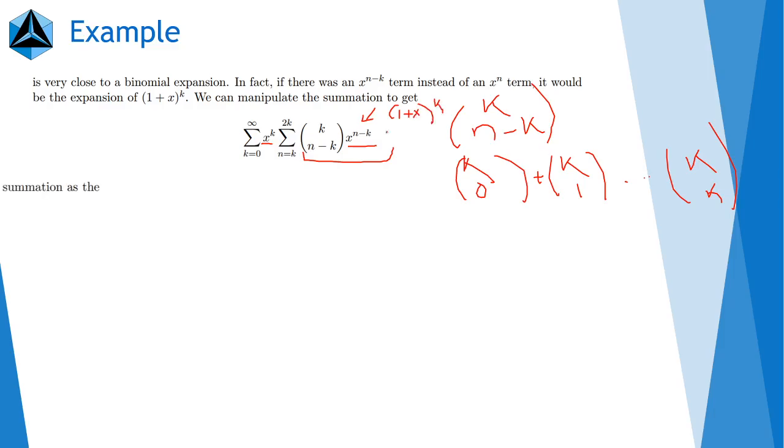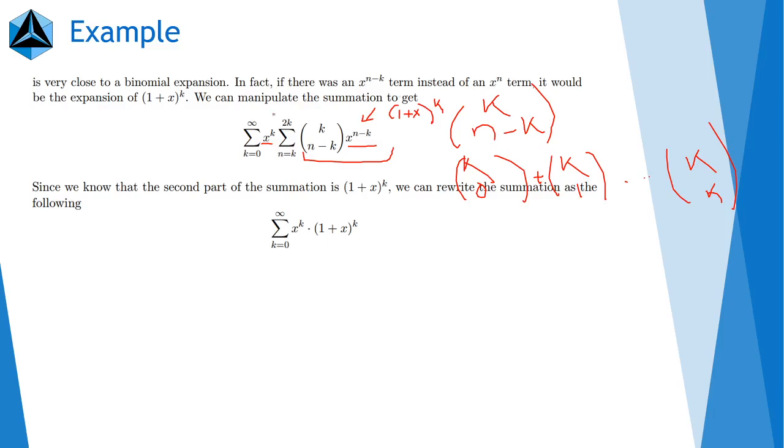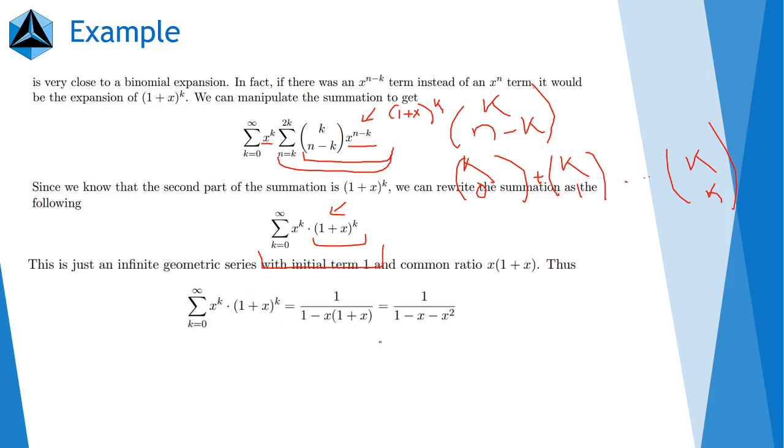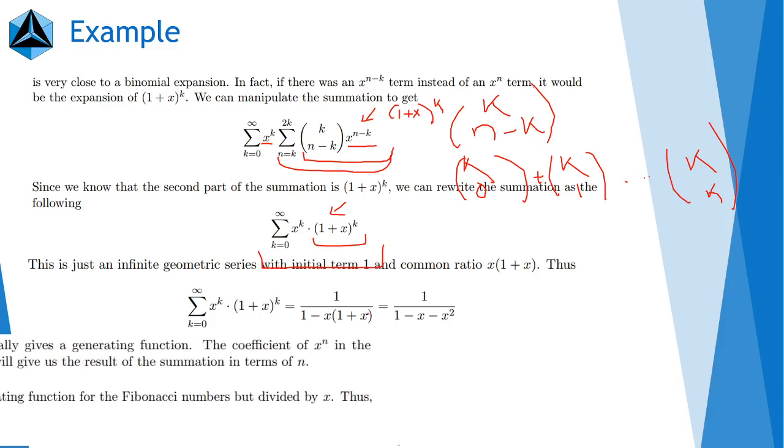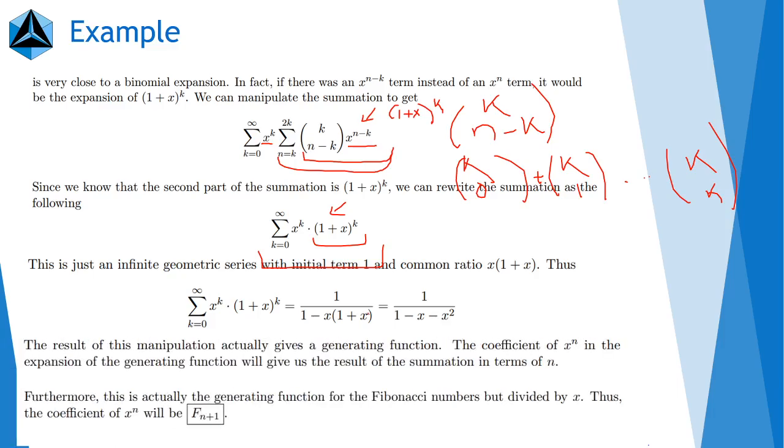So we can actually simplify this. This becomes the summation from k equals 0 to infinity of x to the k, and this bit over here is 1 plus x to the k. And guess what we're left with now? A much easier sum to evaluate. Why? Because this is an infinite geometric series with initial term 1 and common ratio x times 1 plus x. Thus, the summation is equal to 1 over 1 minus x times 1 plus x, or 1 over 1 minus x minus x squared.